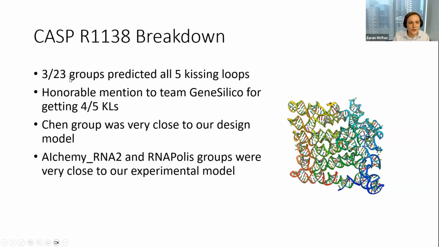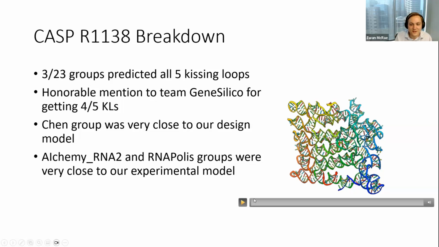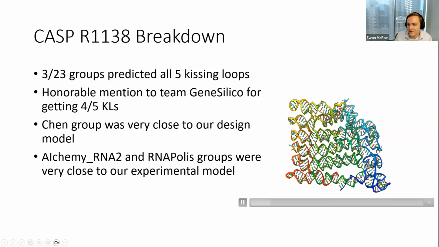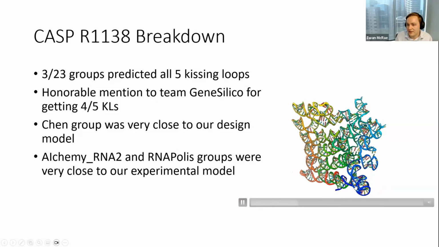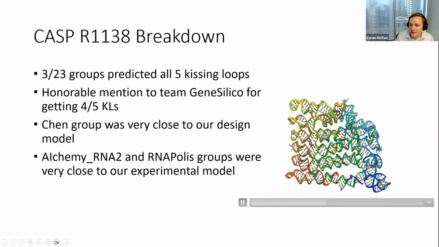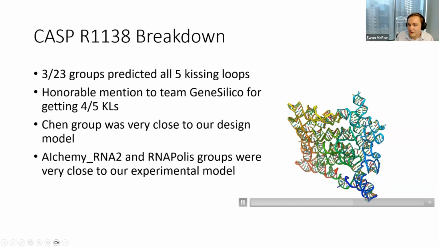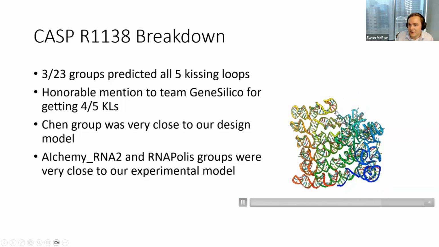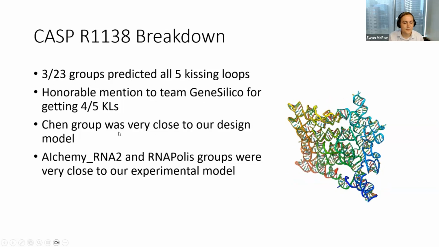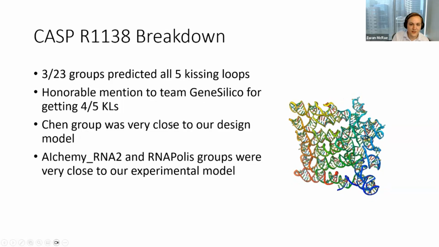So 3 out of the 23 groups that predicted for this sequence correctly predicted all 5 kissing loops, with an honorable mention to the Gene Silico lab, who got 4 out of the 5. They seem to have stacked across these four-way junctions differently than what we observe, and as a result, I think they missed this final pseudoknot interaction. The Chen group was very close to our design model, so what we used to generate our structure restraints. And the Aichemy2 and RNAPolis groups were very close to one of our experimental models.